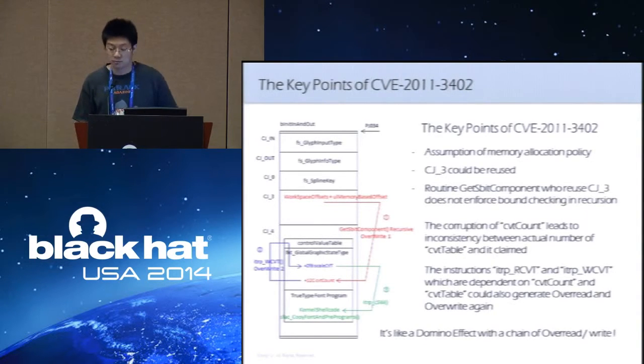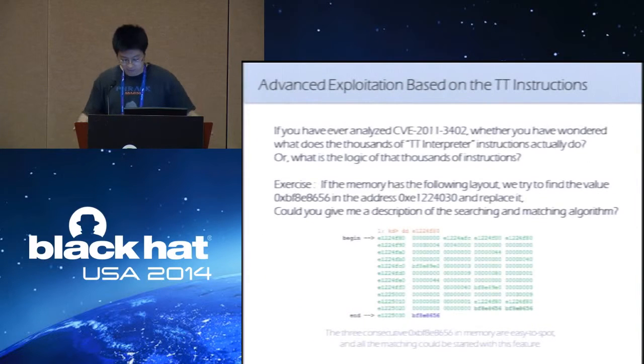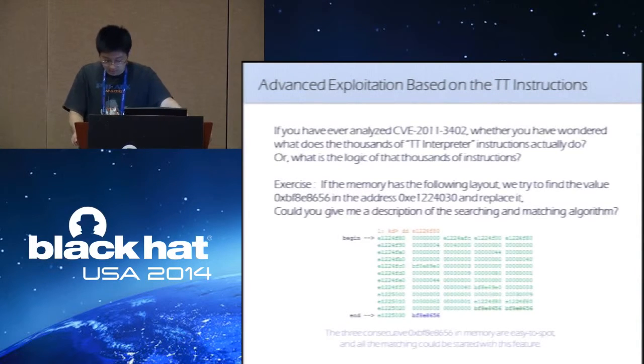This is the vulnerability part. In the next slides I'm going to describe the advanced exploitation techniques in TOCTTOU malware. If you have ever analyzed CVE-2011-3402, have you wondered what the thousands of TrueType interpreter instructions actually do? There are thousands of instructions to trigger the shellcode. What is the logic of those thousands of instructions?